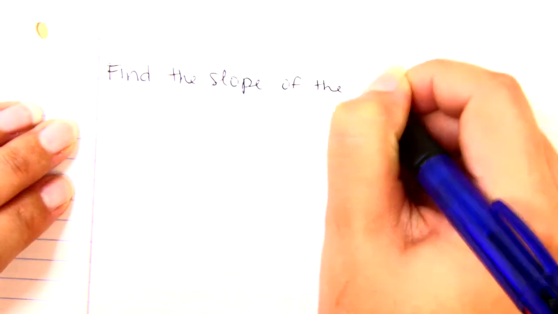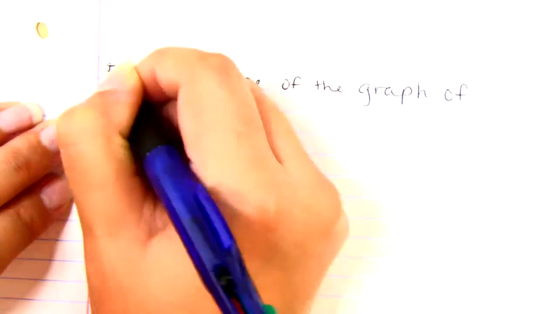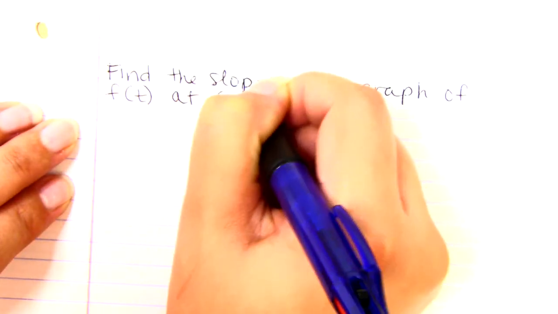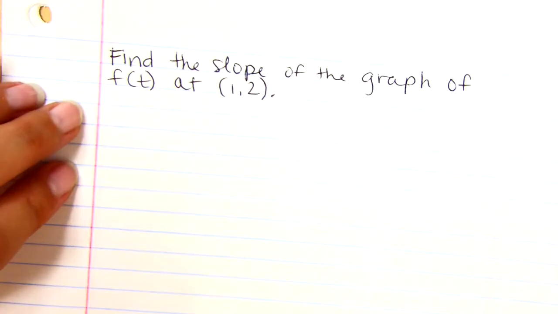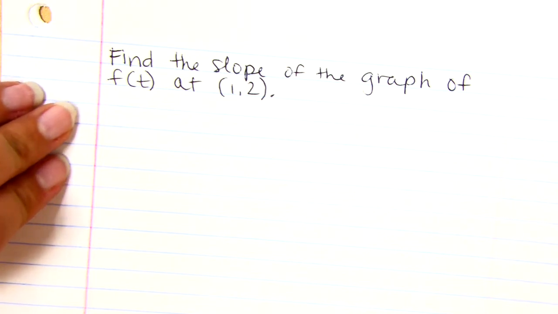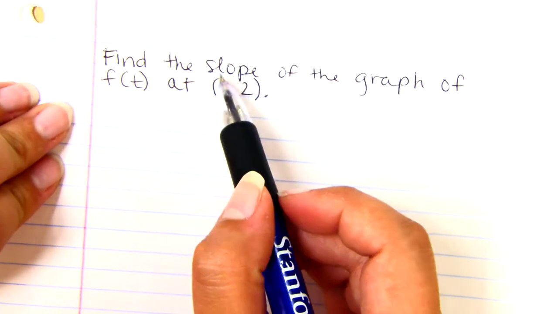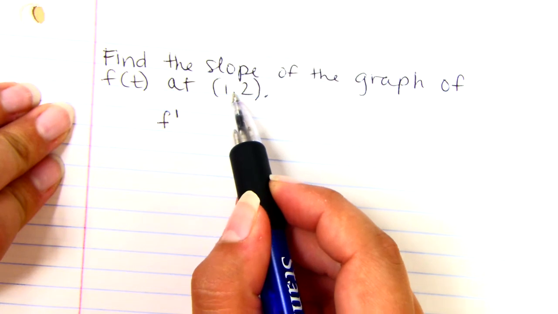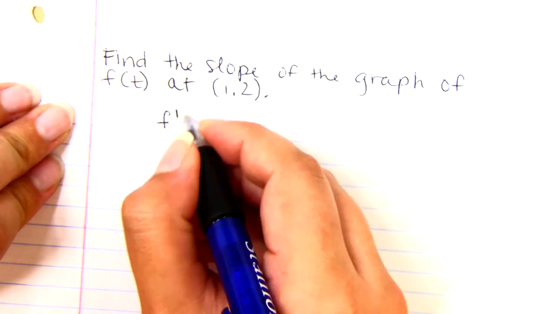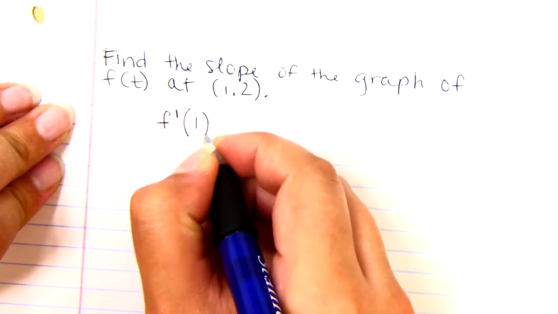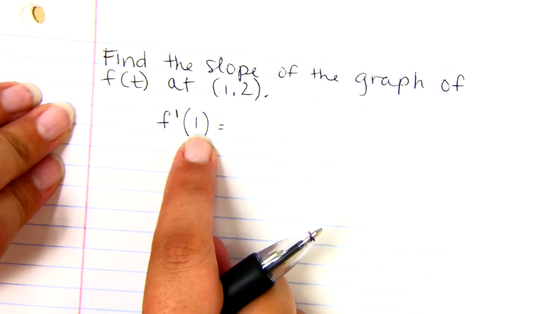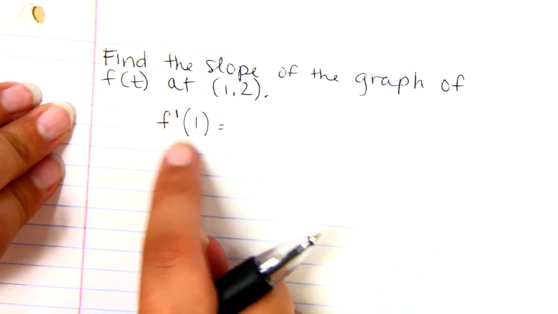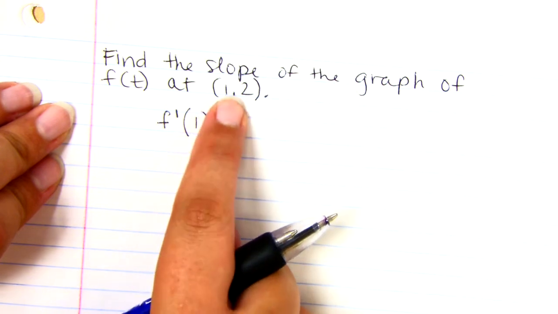This is continuing with the same, I just don't have room. So I'm going to ask you to find the slope of the graph of f of t at the point 1 comma 2. If you want the slope of the graph, what we want is the derivative. And we want the derivative when x, or t in this case, is 1. So this is what you're looking for. F prime at 1 means what is the slope? What is the slope of the tangent line? What is the rate of change at the ordered pair 1 comma 2?